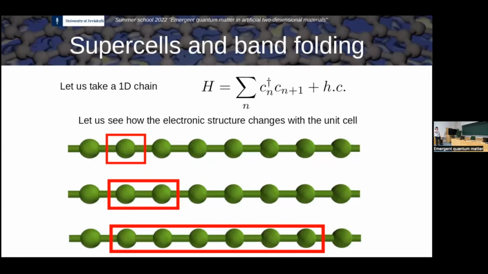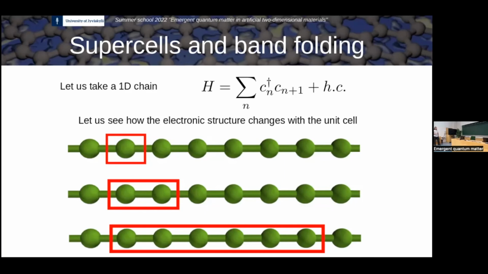So again, let's start with the simplest system: a one-dimensional chain, a one-dimensional electron gas. Again, we are going to take just kinetic energy in this one-dimensional electron gas, and to start with, let's not put any potential whatsoever. Let's just look at the electronic structure of this one-dimensional chain by taking different unit cells. Of course, the most natural unit cell in a one-dimensional system is just one site per unit cell. But in principle, you could say that you have two sites per unit cell, and then your translation is two lattice constants, or that you have 6 sites per unit cell, and then your translation is 6 lattice constants.